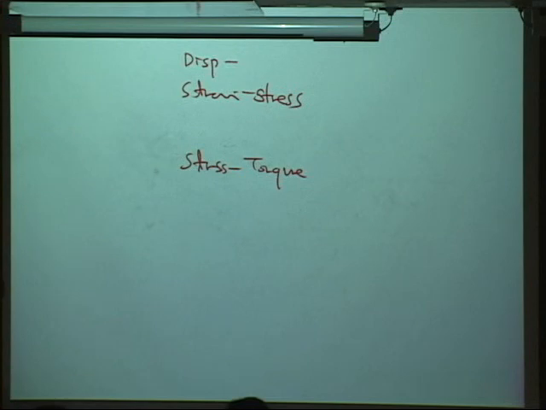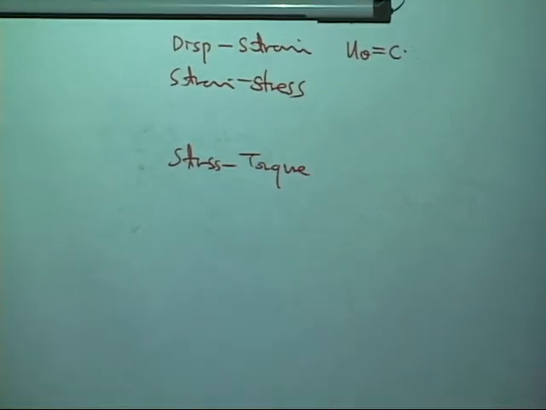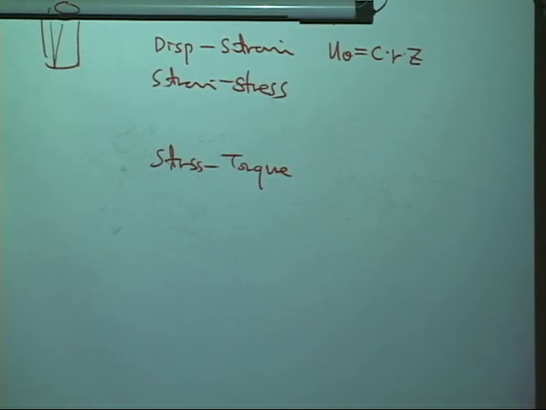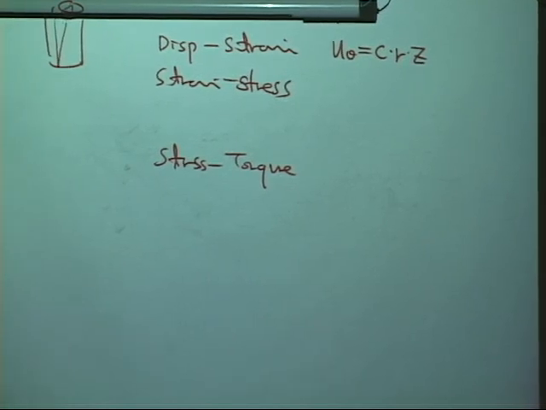Displacement and strain. The displacement we observed is that U theta equals simply C times R and Z, which represent this kind of displacement. Keep that in mind.